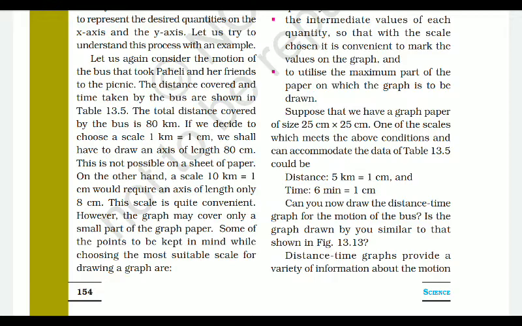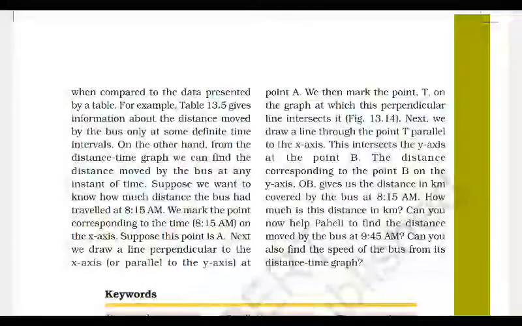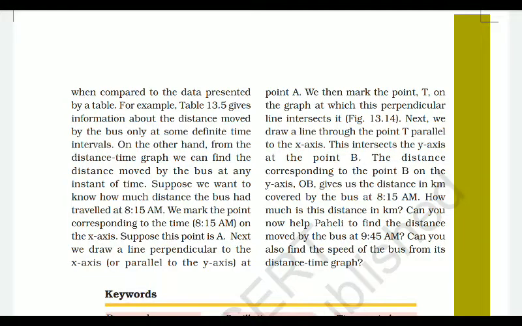Distance-time graphs provide a variety of information about the motion. The data presented in table 13.5 gives you information about the distance moved by the bus only at some different time intervals. On the other hand, from the distance-time graph, we can find the distance moved by the bus at any instant of time. Suppose we want to know how much distance the bus had traveled at 8:15.